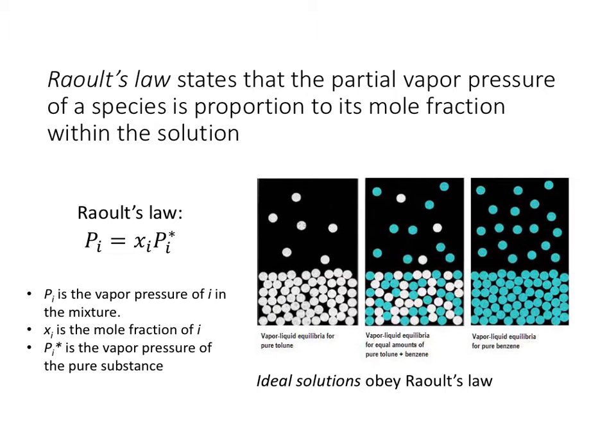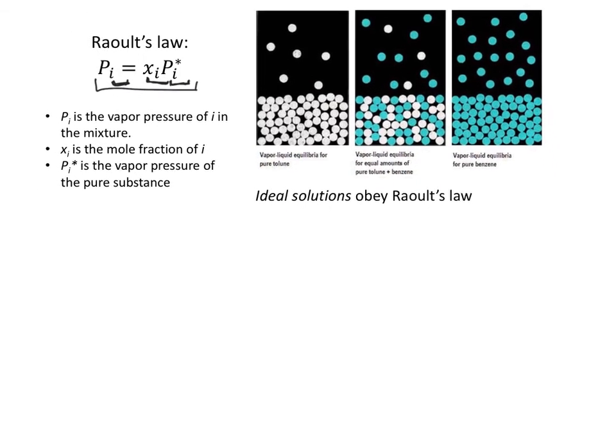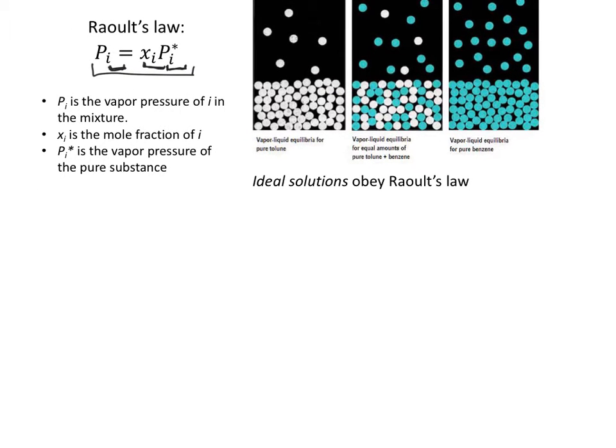Let's talk about Raoult's law. Here's the mathematical expression for Raoult's law right here. It says that if we have a mixture of substances, then substance I, whichever one that is, has a certain partial pressure that's going to exist above the solution. And that equals the mole fraction of I multiplied times what the vapor pressure of the substance would be if it was pure. Okay? Let me help you understand what that means here.